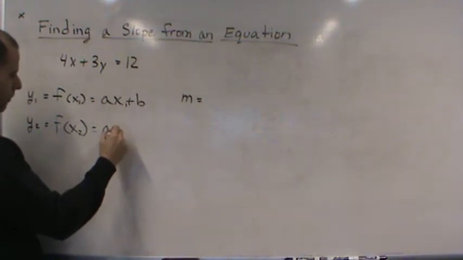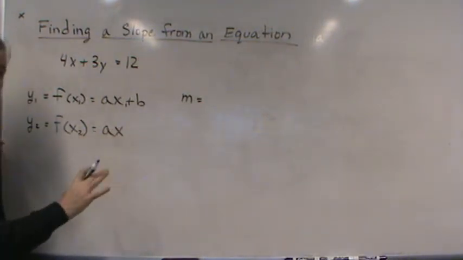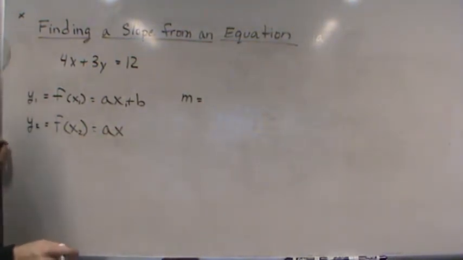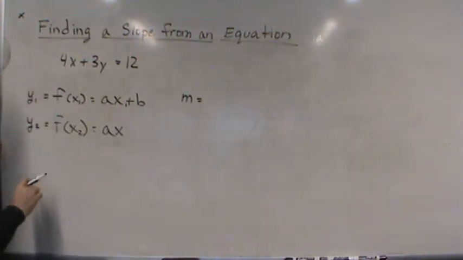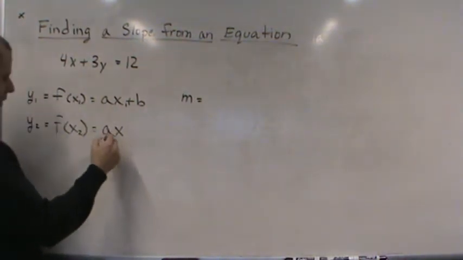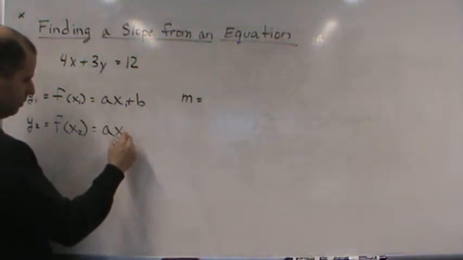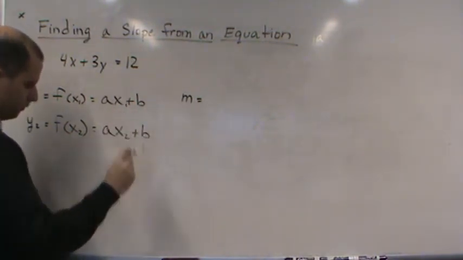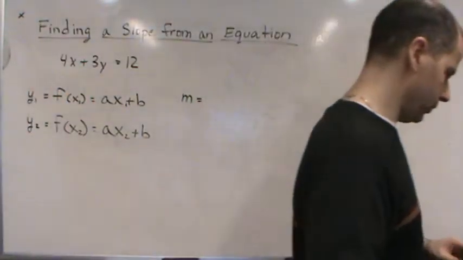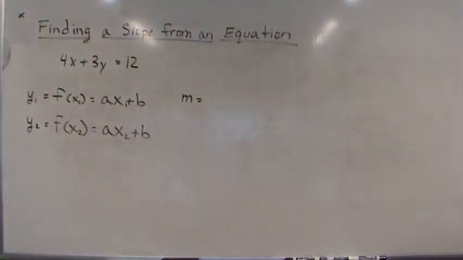So we know the form of a function can be written if it's a straight line. Again, we're assuming this is a straight line, right? So we know from the previous videos that we can write this function in the form of ax plus b.